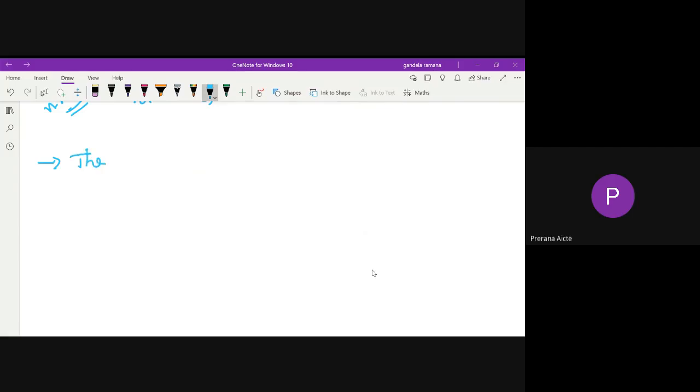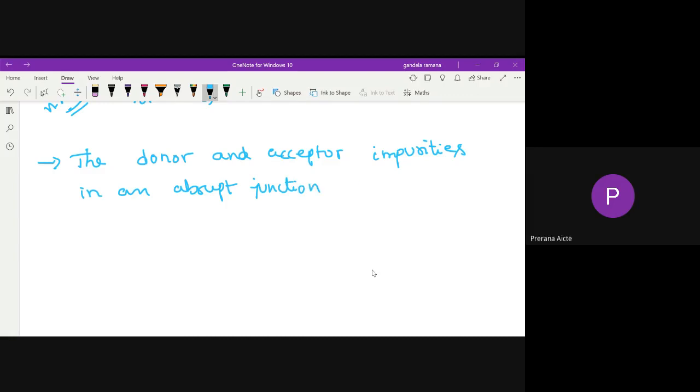So this is a 2014 question. The donor and acceptor impurities in an abrupt junction silicon diode are 1 into 10 power 16 per centimeter cube and 5 into 10 power 18 per centimeter cube respectively.